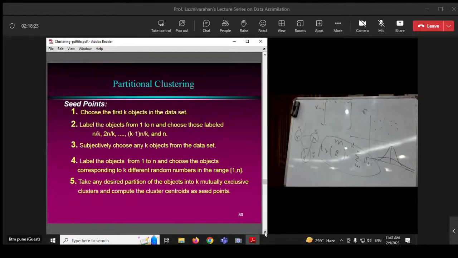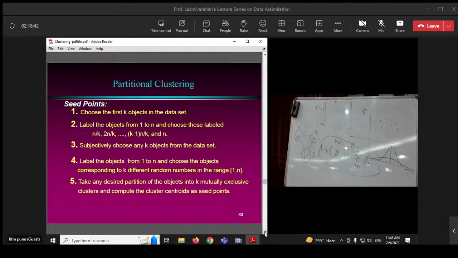So I'm going to define the algorithm at a high level. Choose first K objects in the data set. So how are you going to create the nucleus, the centers? One way would be to just randomly pick K objects.